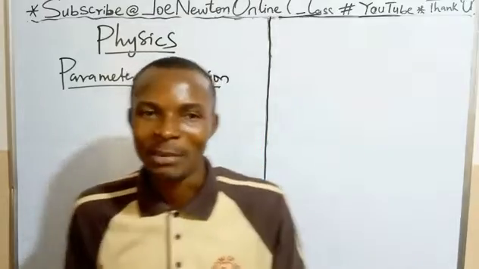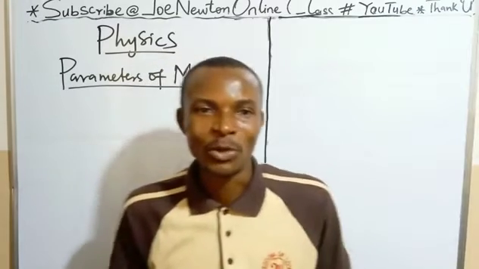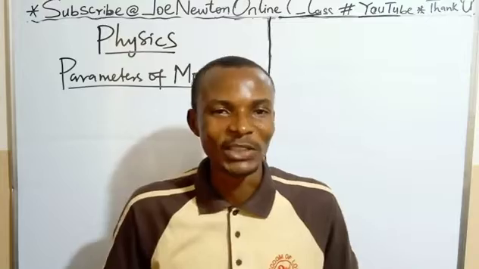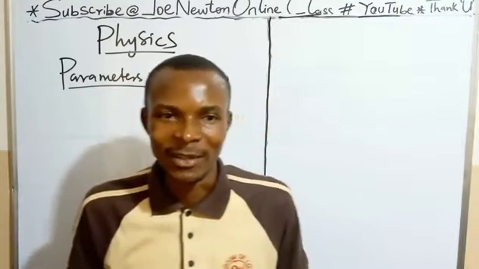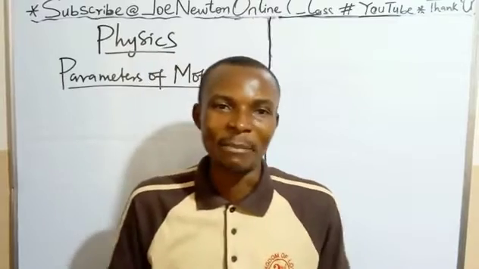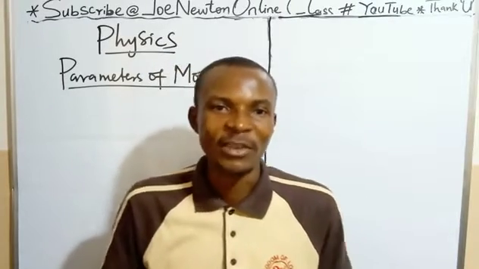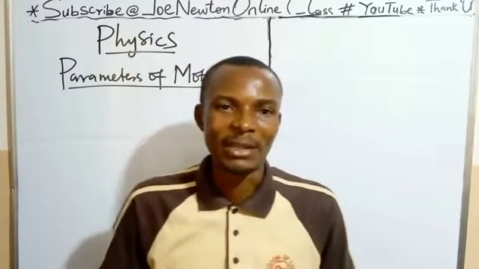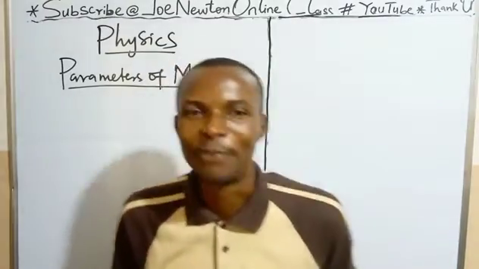And what do we mean by parameters of motion? We mean those physical quantities that we use to describe the motion of a body. Remember, when we say a body, we mean any object or material or matter or substance. So those physical quantities that we use to describe, determine, measure or express the motion of a body are what we mean by parameters of motion. And what are they? These parameters of motion include the following.